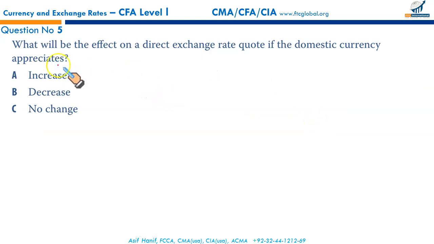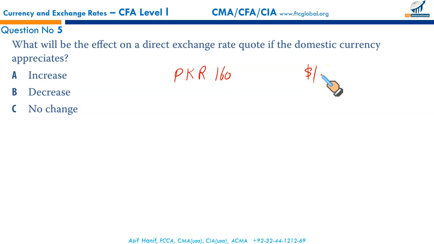Next, okay, what will be the effect on a direct exchange rate quote if the domestic currency appreciates? Well, let's take some numbers to get the answer. Let us say the current exchange rate, direct exchange rate, is 160 rupees per US dollar. So this is the price currency, this is the base currency. So 160 PKR can be obtained by selling 1 US dollar.